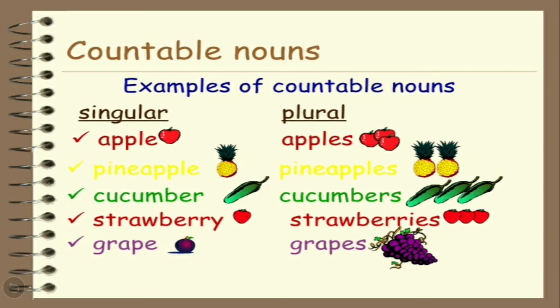So, some examples of countable nouns are, children: apple, singular; apples, plural; pineapple, singular; pineapples, plural. Same goes on with cucumber, cucumbers; strawberry, strawberries; grape, grapes. So, all these come under the category of countable nouns. Why? Because whether they are singular or plural, they can be easily counted.